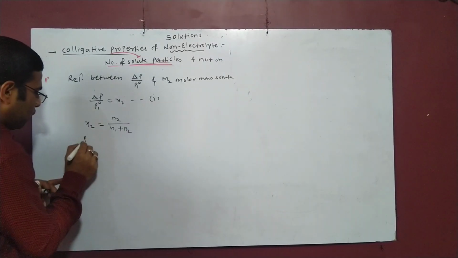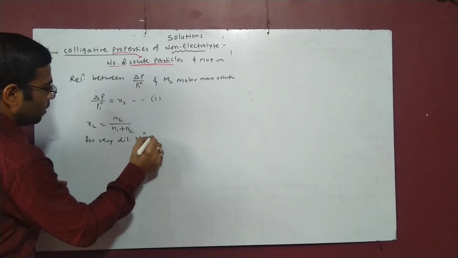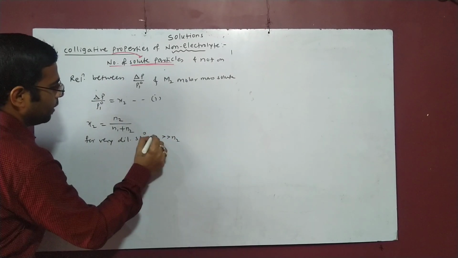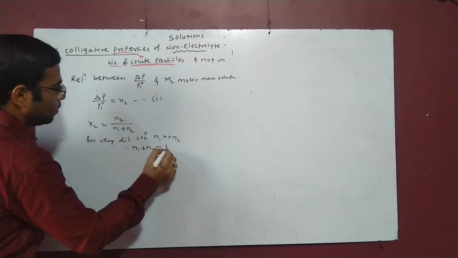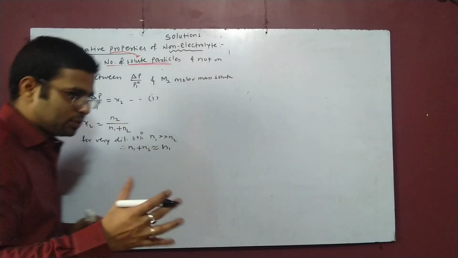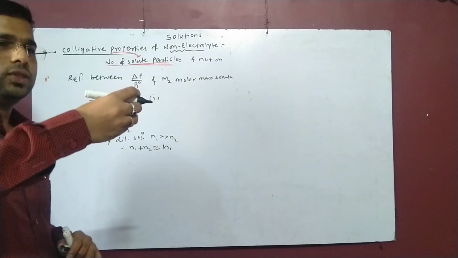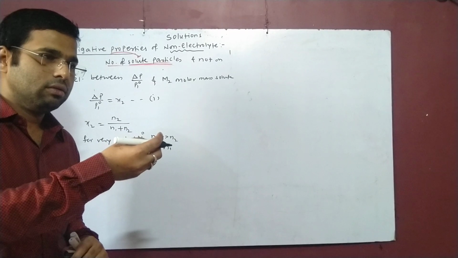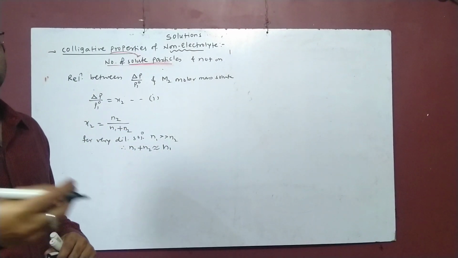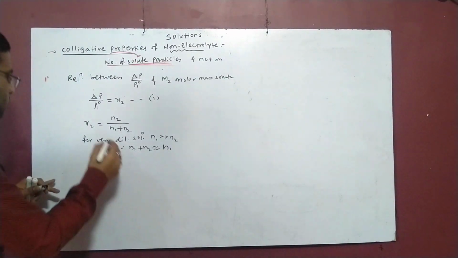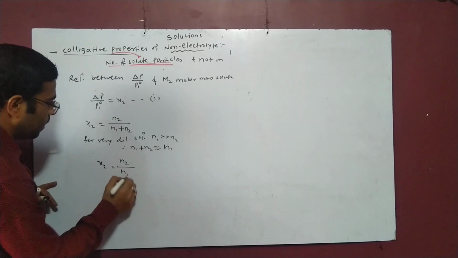Now here, for a very dilute solution, N1 is far greater than N2. So we will consider N1 plus N2 as nearly equal to N1. Suppose, for example, we are adding 0.01 gram NaCl in 10 ml water. So if we say 10 plus 0.01, we will consider that as nearly 10. So therefore this expression X2 we can write as N2 upon N1.